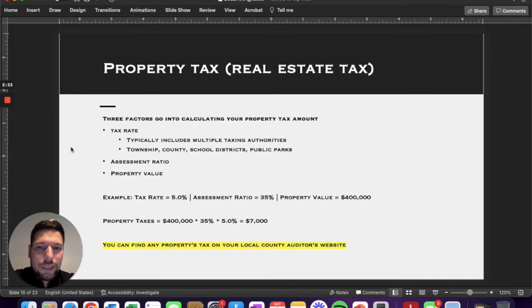And just go through an example. Say your tax rate is 5%, the assessment ratio is 35% of your property's value, and your property is worth $400,000. In this case, you'd have $400,000 times that 35%, times the 5% tax rate, and it would be $7,000 per year. If you're interested in looking for this information on your home or other homes that you're interested in purchasing, you can go to the local county auditor's website, and you should be able to search in the address you're interested in, and then it'll tell you what the actual tax rate is and what the property taxes were going back in time.